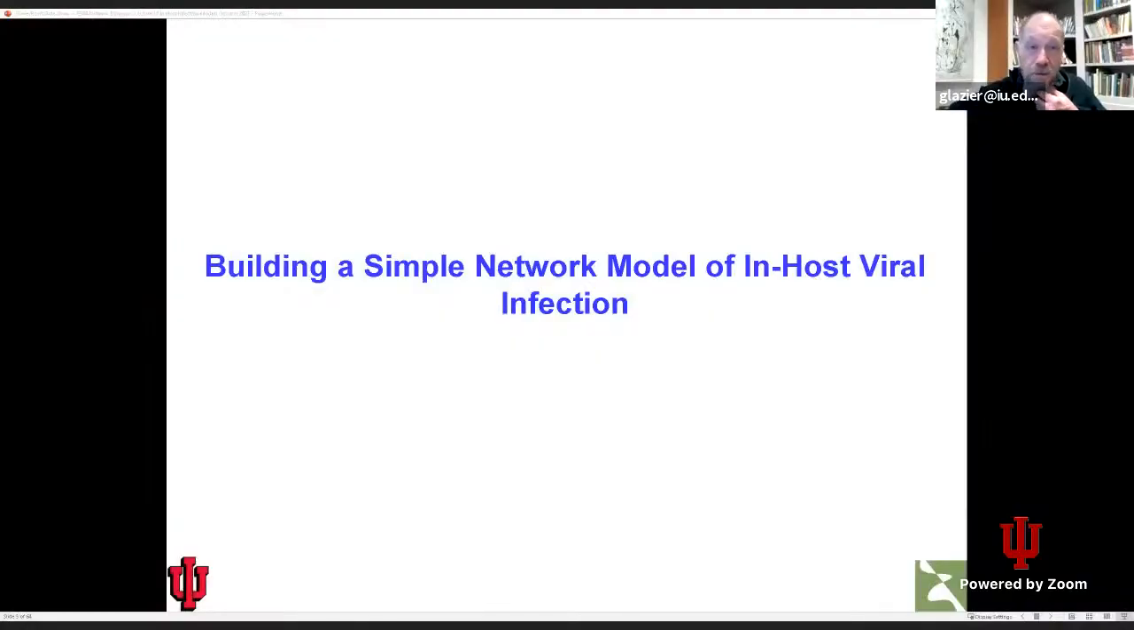So let me just spend an hour going back over some of the material that we had done before. I will repeat some of the things we did 2 weeks ago because we rushed through them. And so this was building a very, very simple model of influenza infection. And it's also a Perlsonian model. Alan's work shows up everywhere.